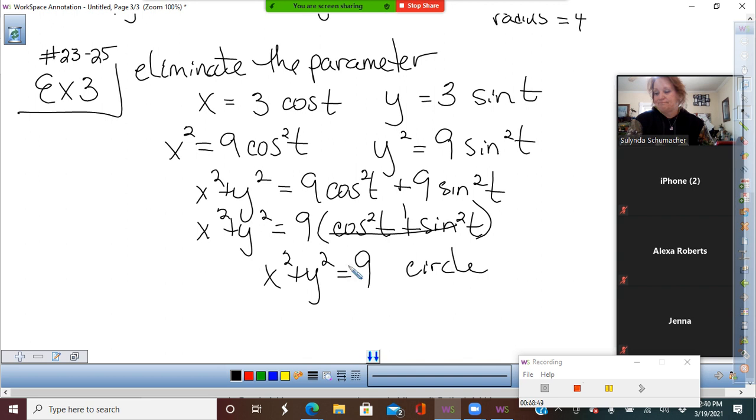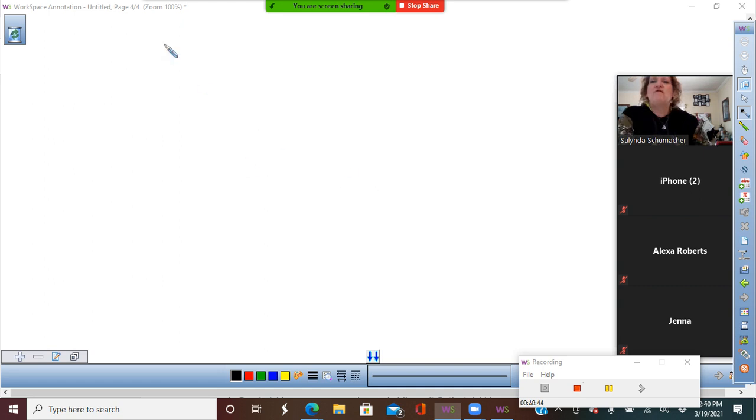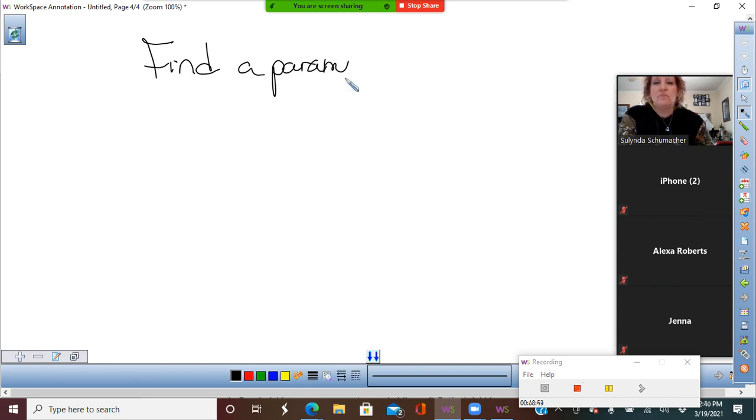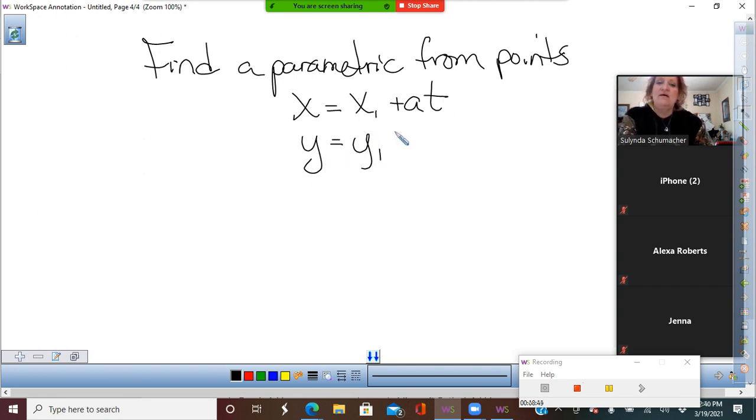And they kind of follow a formula. So let's do this. When you are finding a parametric from a point, it's going to follow the two equations: x equals x1 plus at, and y equals y1 plus bt.